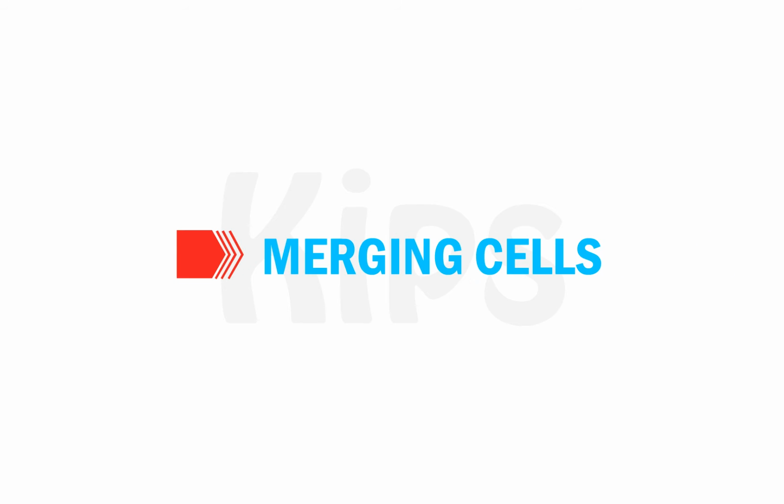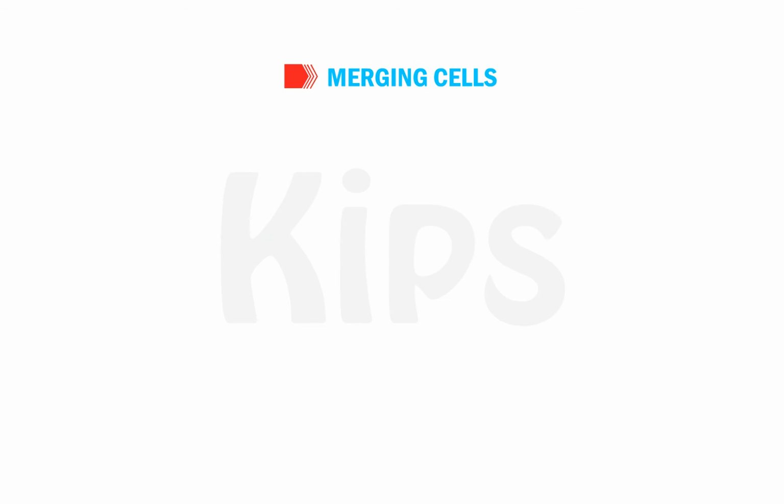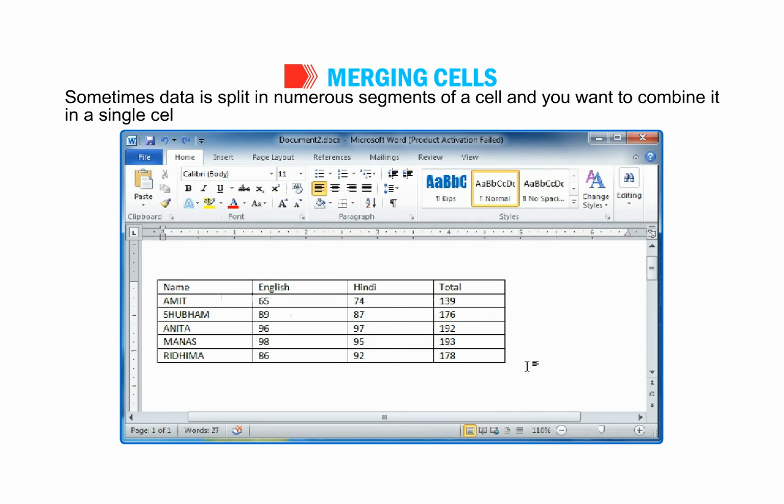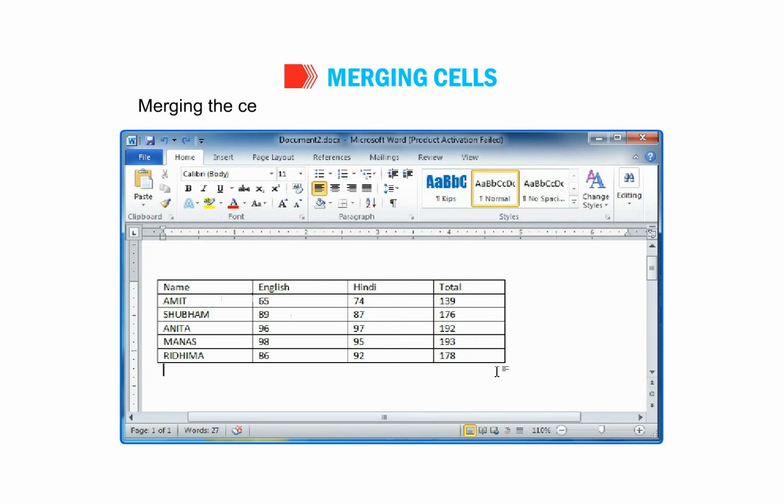Now let's find out how to merge cells. Sometimes data is split in numerous segments of a cell and you want to combine it in a single cell to give it a better look. Merging these cells provides a way to consolidate data in one cell.